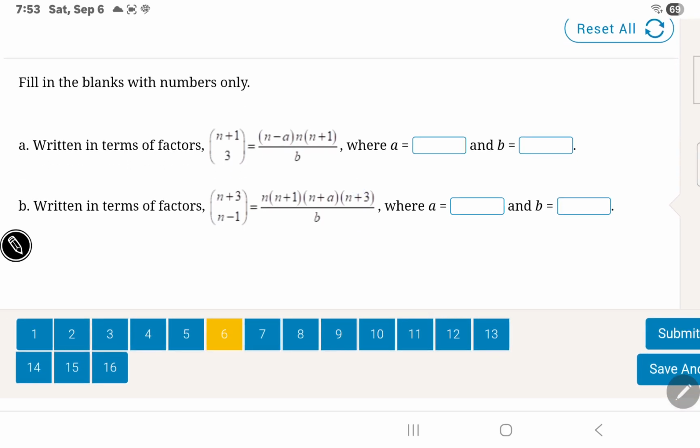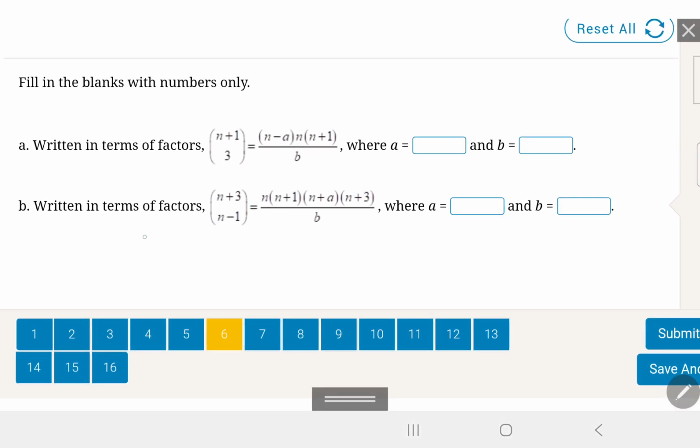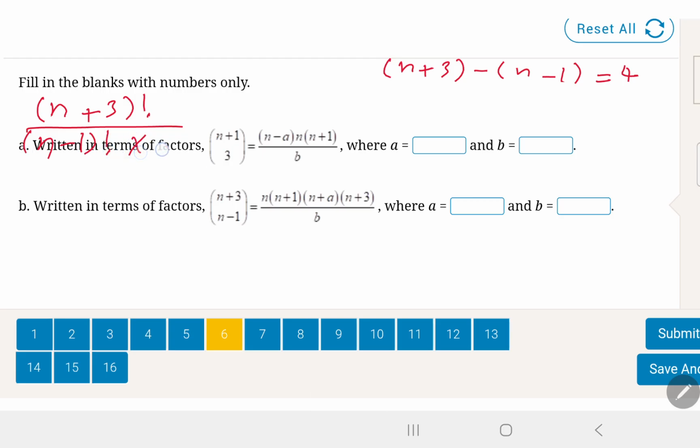For question B now, this is more tricky. We have to use the combination formula again. So let's write it here. N plus 3 factorial divided by, now you subtract n plus 3 minus n minus 1, and that will be 4. And then you write n minus 1 factorial times 4 factorial. That is the combination formula. Now you start expanding and see what we can get.